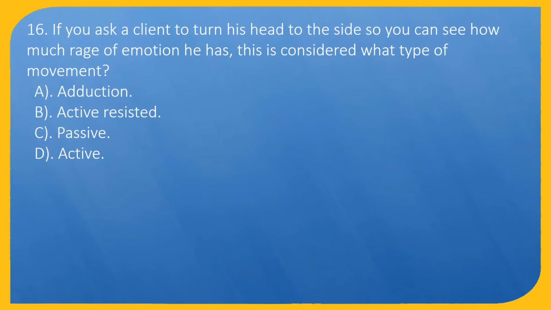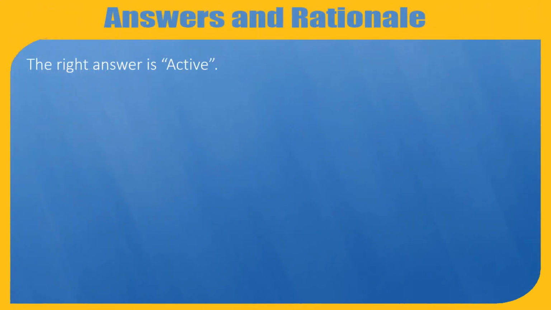Question 16. If you ask a client to turn his head to the side so you can see how much range of motion he has, this is considered what type of movement? A. Adduction. B. Active resisted. C. Passive. D. Active. The right answer is active.